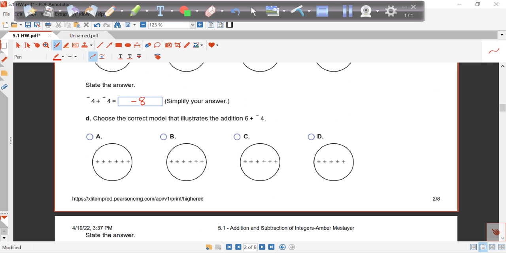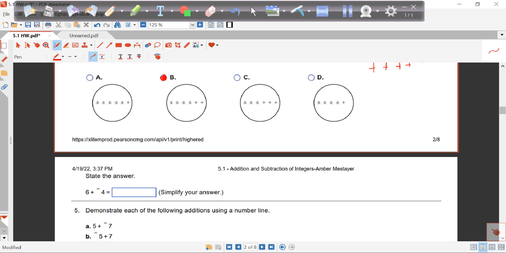For D, we have positive 6 and negative 4. So we look for the one that has 6 positives and 4 negatives. So that would be B. When we cancel out, we end up with 2 positives. So then my answer is 2.